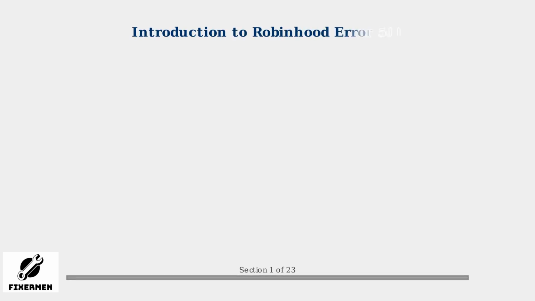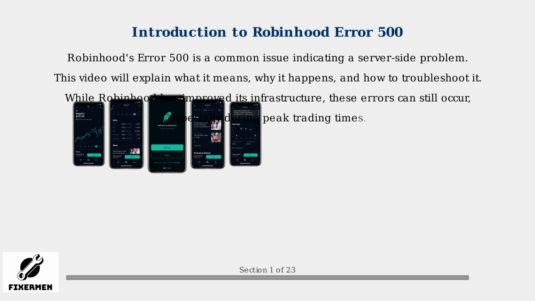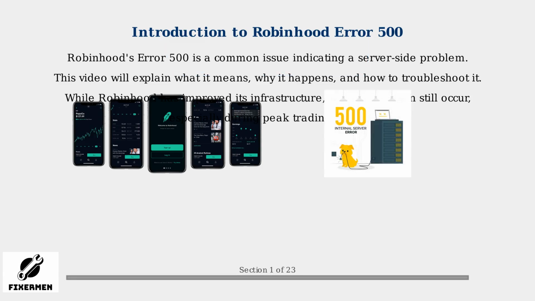Robinhood's Error 500 is a common issue indicating a server-side problem. This video will explain what it means, why it happens, and how to troubleshoot it. While Robinhood has improved its infrastructure, these errors can still occur, especially during peak trading times.